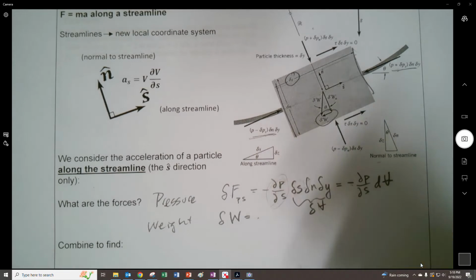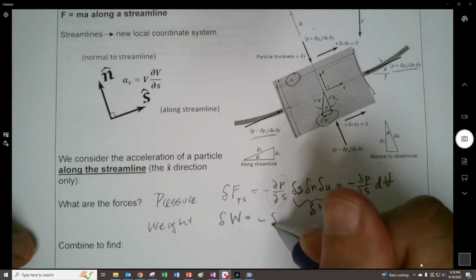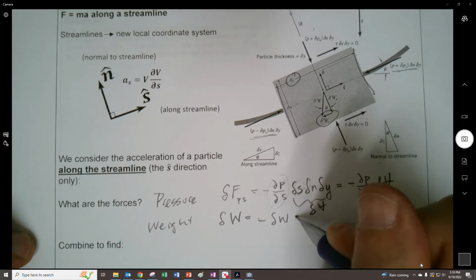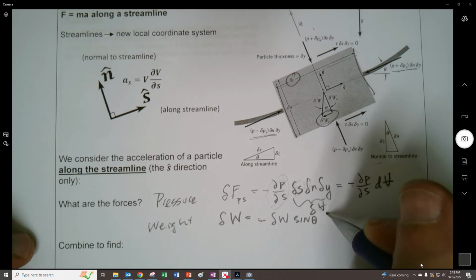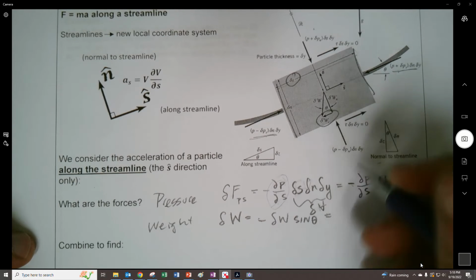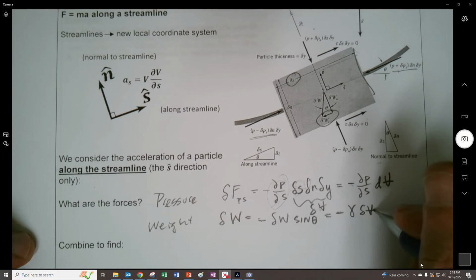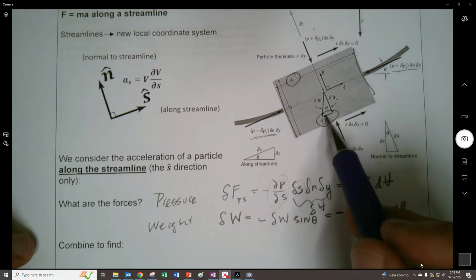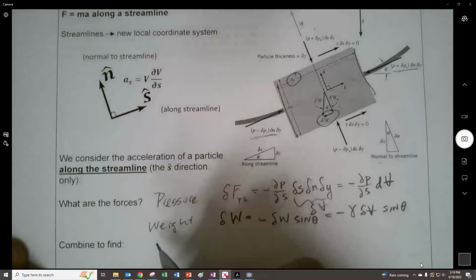So maybe the incremental weight of this thing is going to be, let's see, I'm going to write this right down. I'm going to start looking back at my notes. So we had negative the small chunk of weight times the sine of theta, right? Which could also be found as negative gamma times the incremental volume, a small piece of volume, but also sine of theta. And that sine is because we've positioned this generic chunk at an angle.